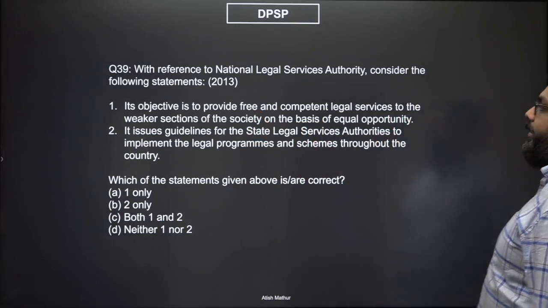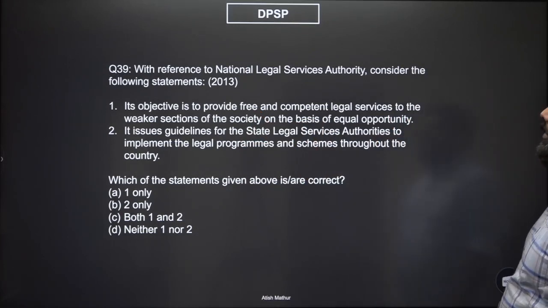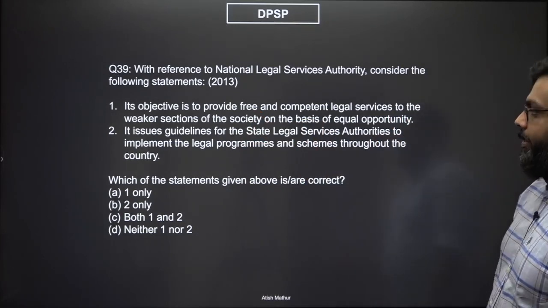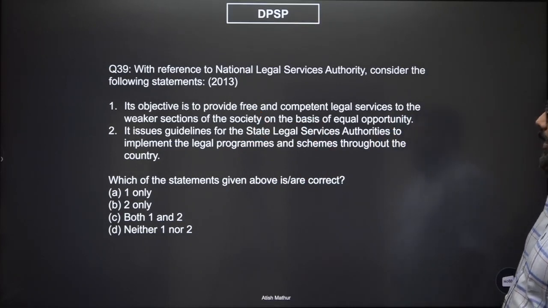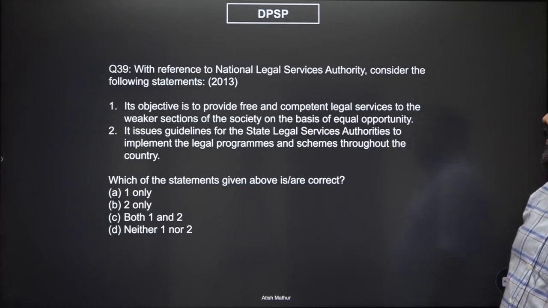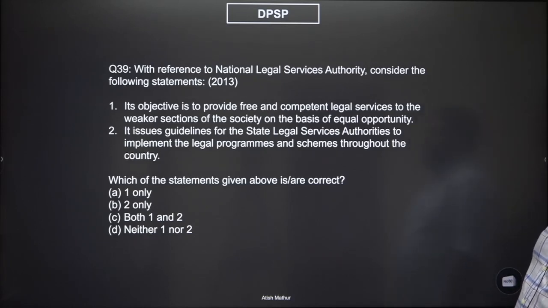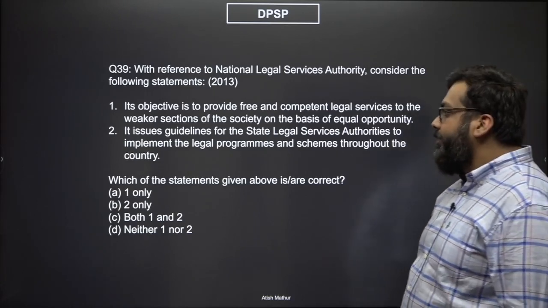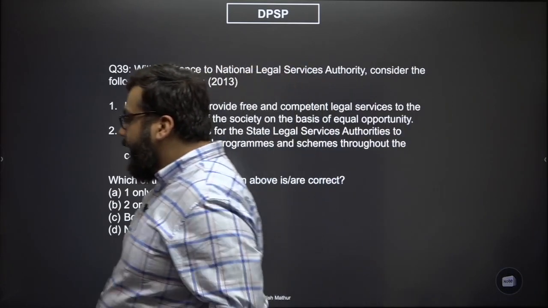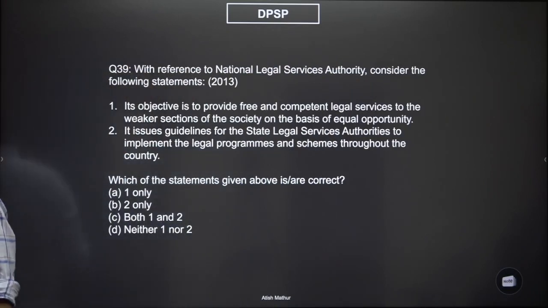With reference to the National Legal Services Authority, consider the following statements. One, its objective is to provide free and competent legal services to the weaker sections of society on the basis of equal opportunity. Two, it issues guidelines for the state legal service authorities to implement legal programs and schemes within the country.